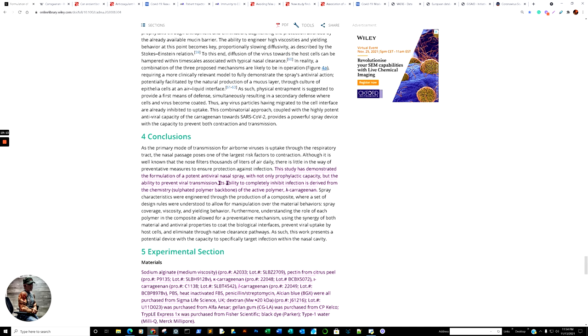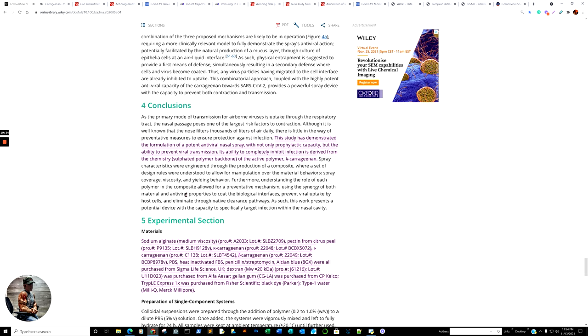Conclusion: the study has demonstrated the formulation of a potent antiviral nasal spray with not only prophylactic capacity, but the ability to prevent viral transmission. Its ability to completely inhibit infection is derived from the chemistry: the sulfate polymer backbone of the active polymer, lambda carrageenan. All right, so it goes into how they made the spray to get the viscosity, in reference to basically how to utilize it. It's so incredibly simple, but very, very powerful. As such, this work presents a potential device with the capacity to specifically target the infection within the nasal cavity.